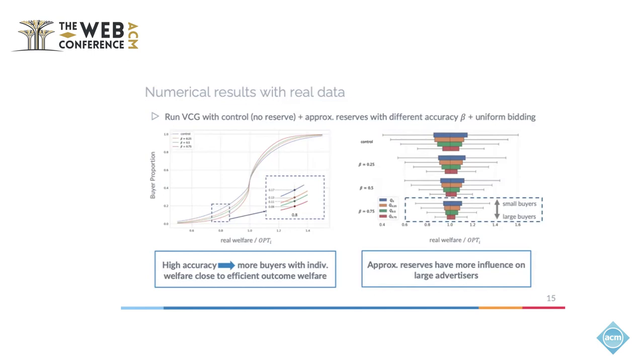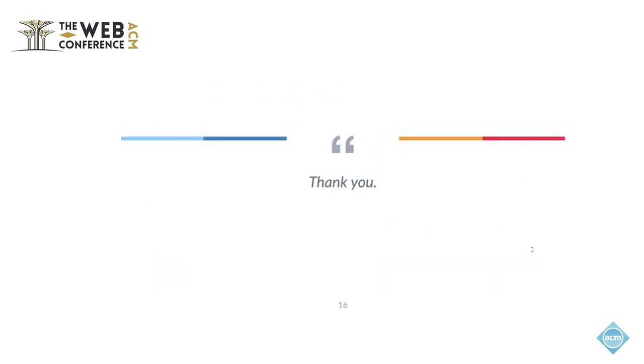As we can see, as the accuracy of these ML predictions improves, this proportion decreases, meaning that fewer and fewer buyers lose so much welfare. The takeaway is that with higher accuracy, the population's individual welfare converges to the efficient outcome welfare. On the right-hand side is a similar experiment, but we look at smaller buyers and larger buyers, and we conclude that approximate reserves have more influence on larger advertisers. I want to conclude my presentation here. Thank you.